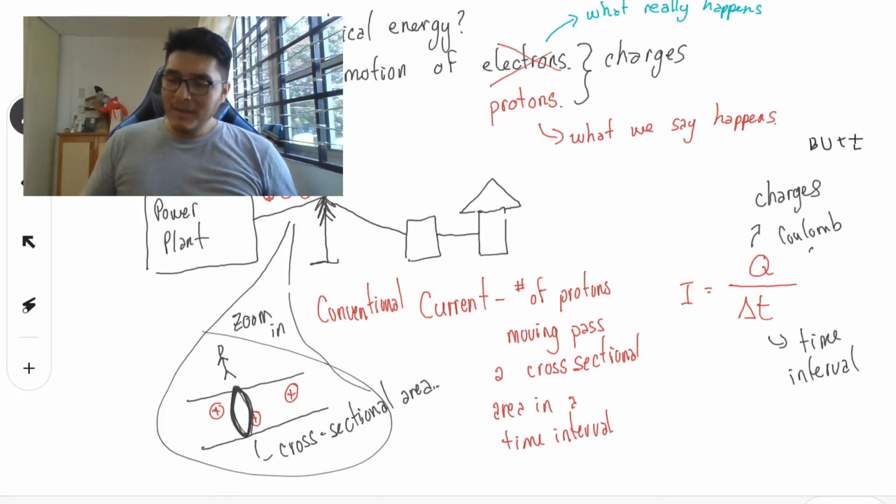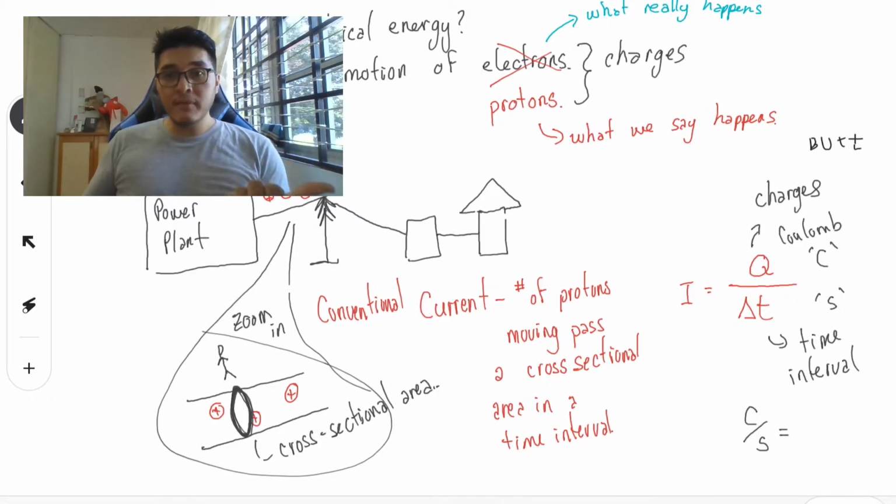All right. So the Coulomb, we use the letter C. And time interval, that's seconds, so S. So this new current, we're going to be measuring it in coulombs per second. Now this is a derived unit, so it's not like a foundational unit. It's a unit that we get by combining other units. So the coulomb per second is the ampere.